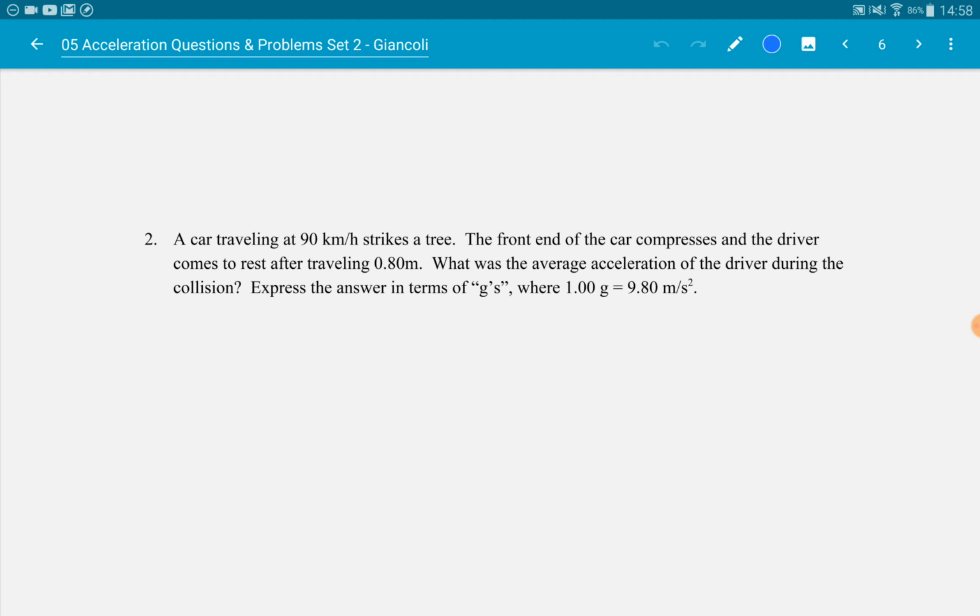A car is traveling at 90 kilometers an hour, strikes a tree. The front end of the car compresses, and the driver comes to rest after traveling an additional 0.8 meters from the car compressing there. What's the average acceleration of the driver during the collision? Express the answer in terms of g's, where 1 g is equal to 9.8 meters per second squared.